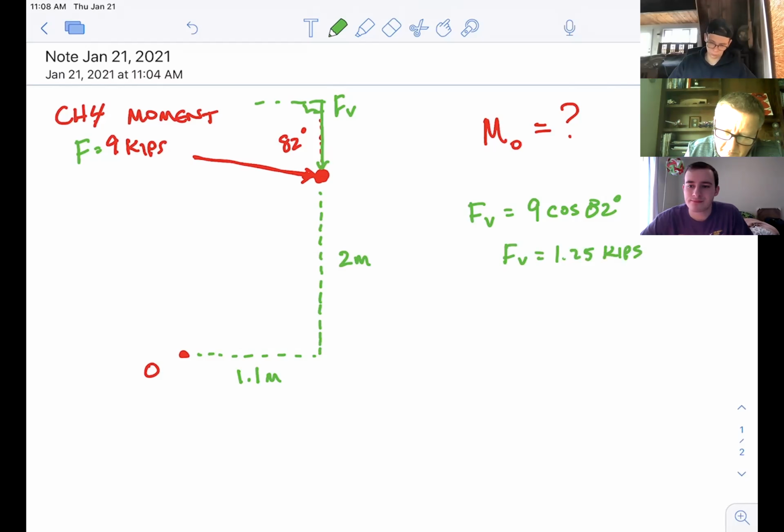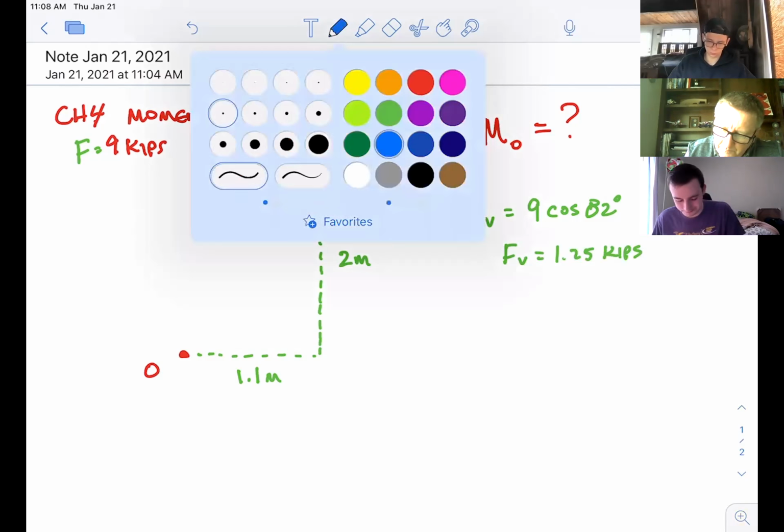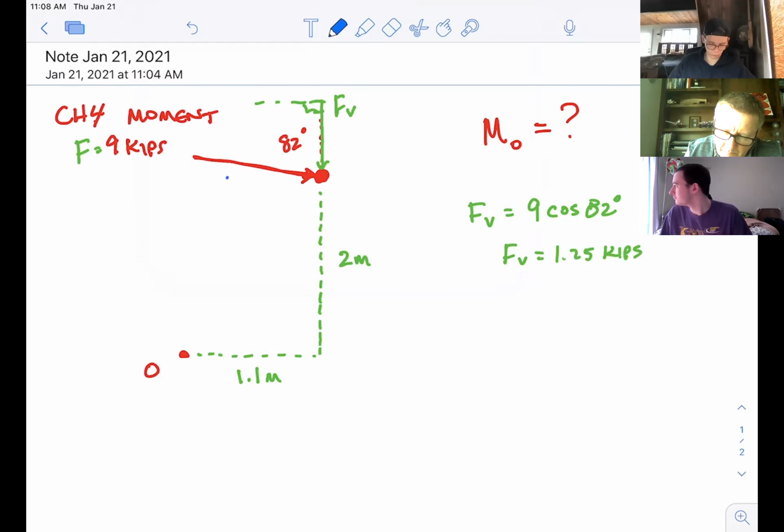Would you agree this is the force vertical? I'm sorry, that's the force horizontal. And notice it's pointing virtually in the same direction. It's only 8 degrees off. And so force horizontal should actually be pretty close to 9. But its component vertical is pointing in a totally different direction, so it's way smaller. So that means I didn't screw up. Cosine was the right one.